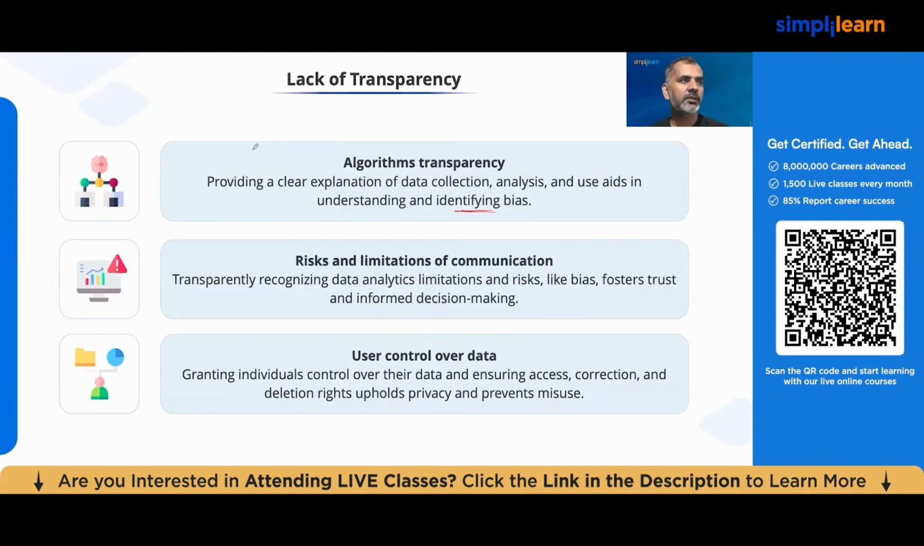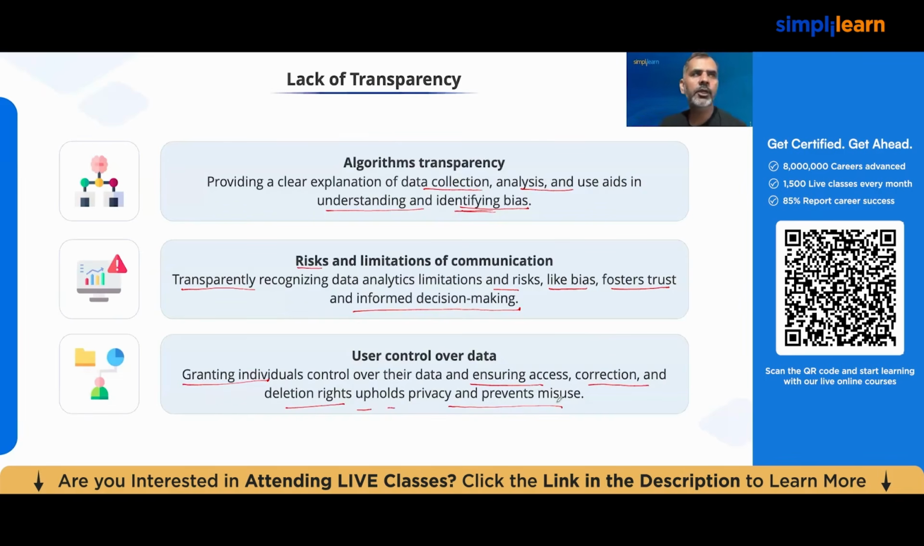But when we say lack of transparency, that can introduce some risks or issues in this process. If we talk about algorithm transparency, it provides a clear explanation of data collection, analysis, and usage, understanding and identifying the biases. If we talk about risk and limitation communication, transparently recognizing data analytics limitations and risks like biases fosters trust and informed decision making. And user control over the data means you are providing control over their data and ensuring access, correction, and deletion rights, which uphold privacy and prevent misuse.